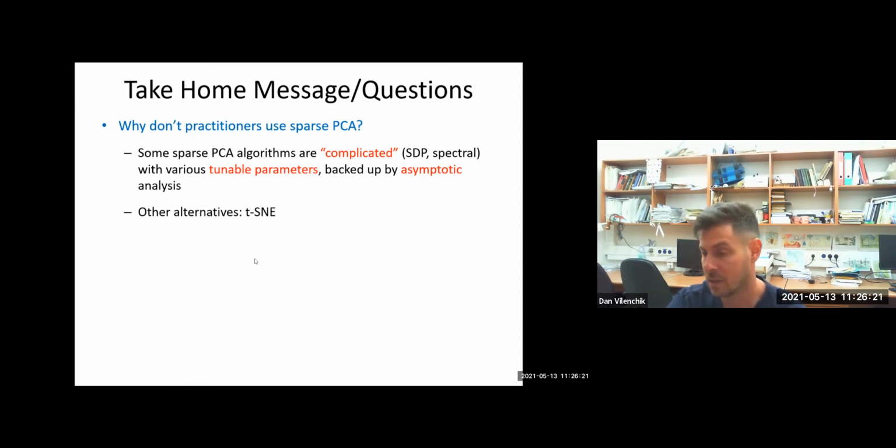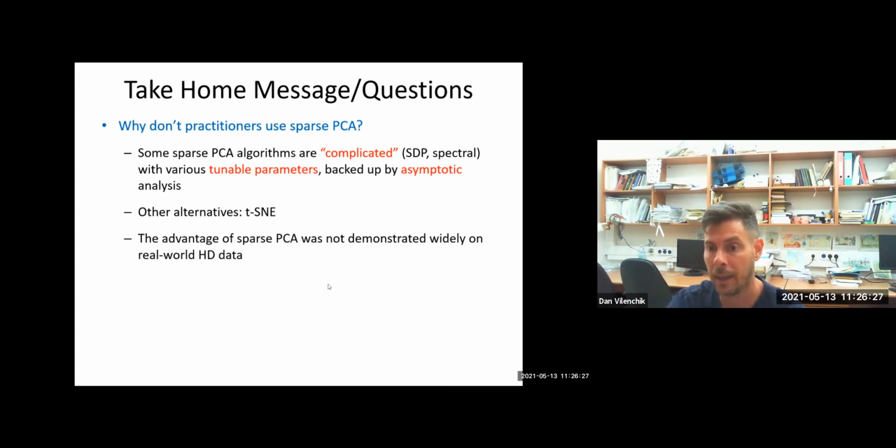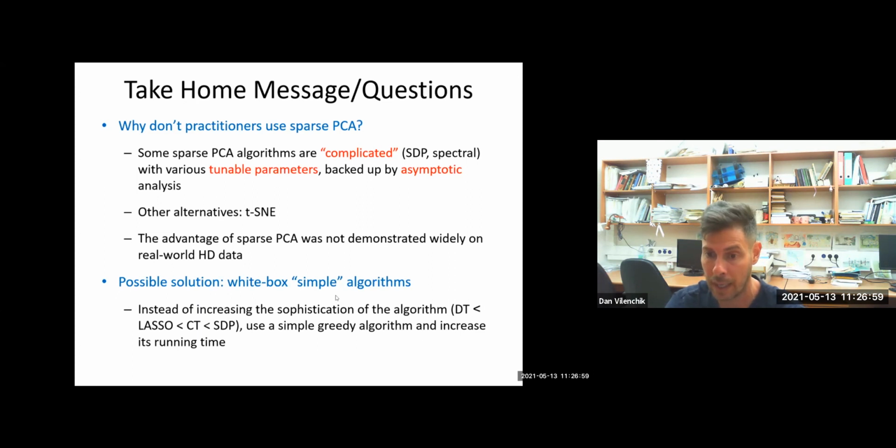There are other alternatives other than PCA. If you want visualization, you can use, for example, t-SNE. And again, I think it's interesting to understand when this picture of computational threshold corresponds to actual data. Give examples of actual data sets where polynomial time algorithms fail. And it's not something that I've seen people do. I think that if you design white box and simple algorithms, they may be more appealing to practitioners.